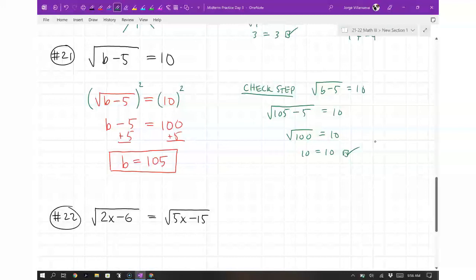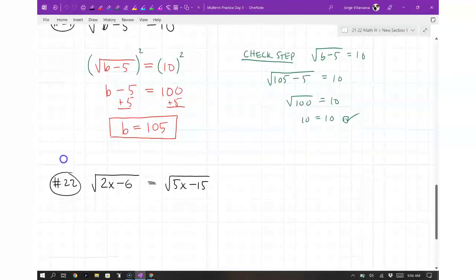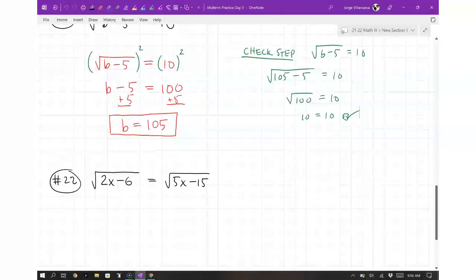Remember what I told you, we were going to start with a harder problem, then do an easier problem, and then another easier problem. Maybe not easier than 21, but 22 is not a difficult problem. It might look like it because you see two different square roots, but it's actually not difficult. Just do what you've been doing, right? Square both sides. So let's do that.